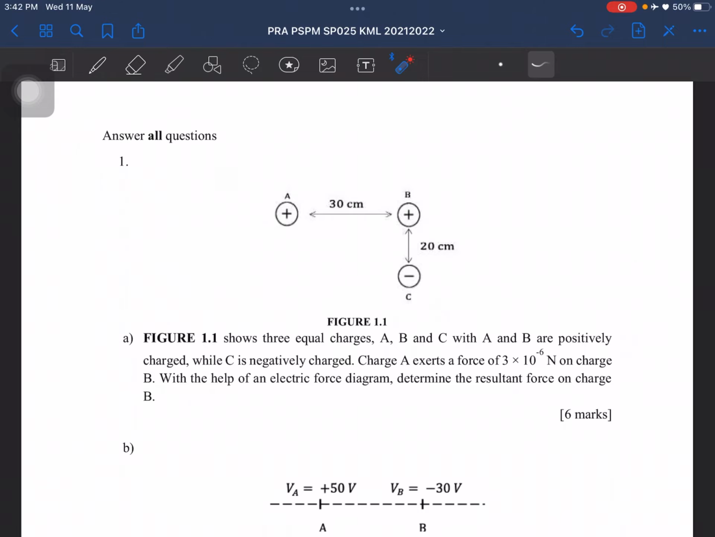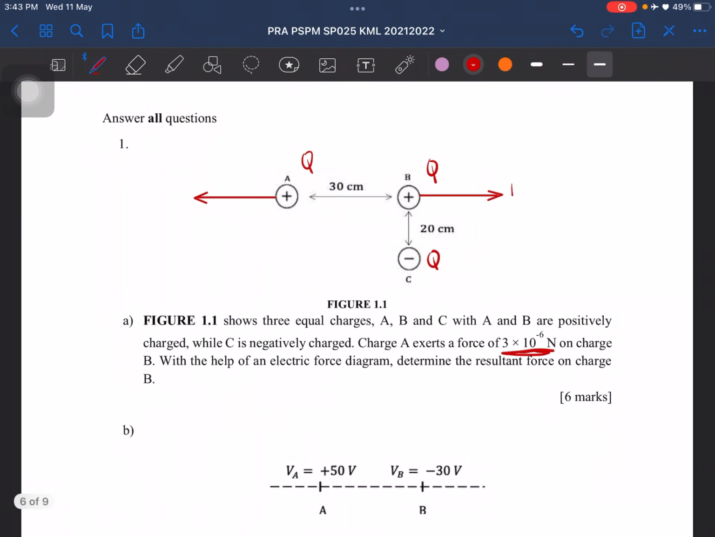So there are 3 equal charges, so each charge is equal, so we can just label them as Q, Q, and Q, okay. A and B are positively charged while C is negatively charged. Charge A exerts a force of 3 times 10 negative 6 Newton on charge B, okay. If you look at this, they are both positive charges, so the force will repel each other, okay. So this is the force due to charge A on charge B, okay.